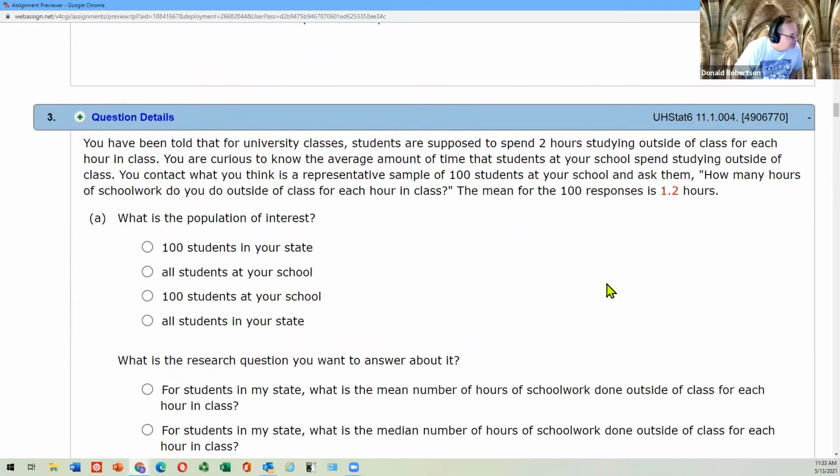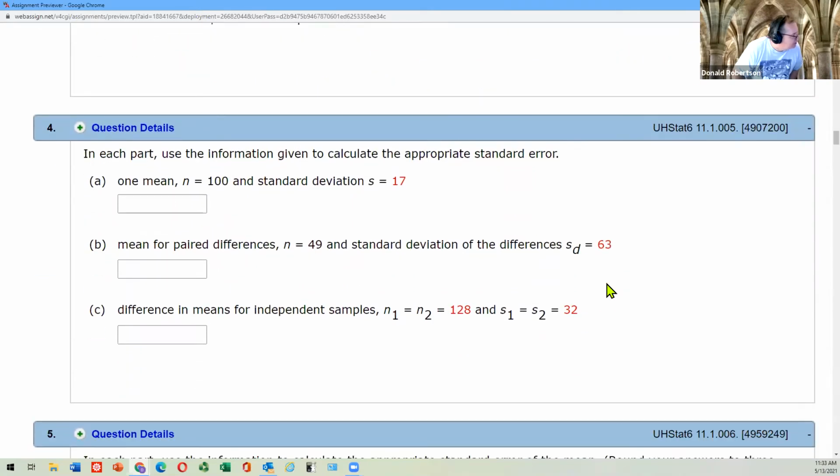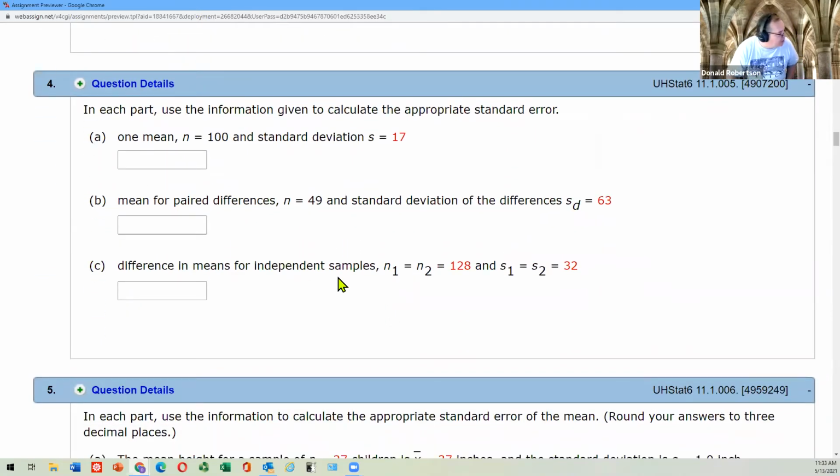Nothing that interesting here. Okay, these questions are basically number crunching. You're going to find standard error. Right, can you remember when it's a single sample or when it is a difference or when it is two independent samples? Right, when it's this guy here, won't the answer be the square root of 17 over 100? Great. When it's a paired, won't it be the square root of 63 over 49?